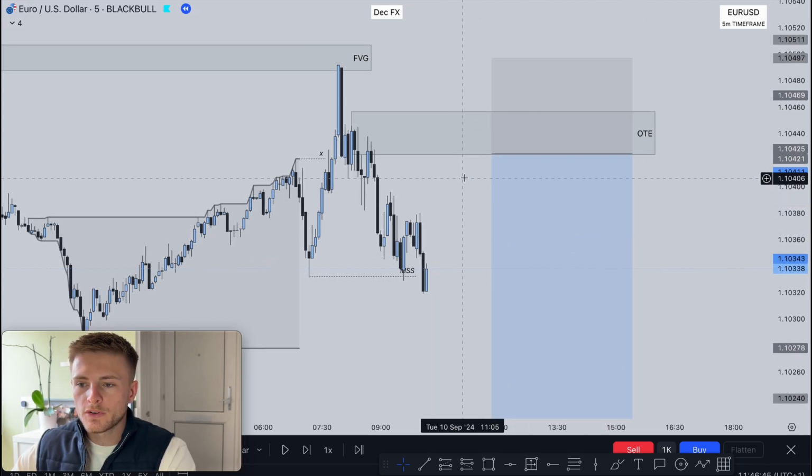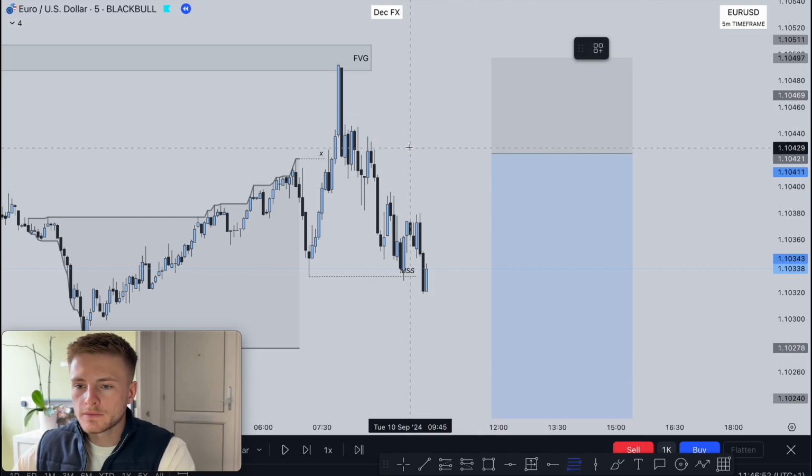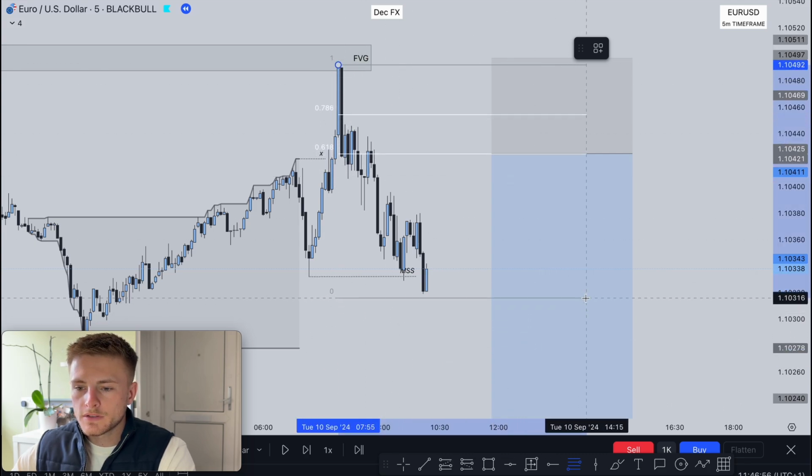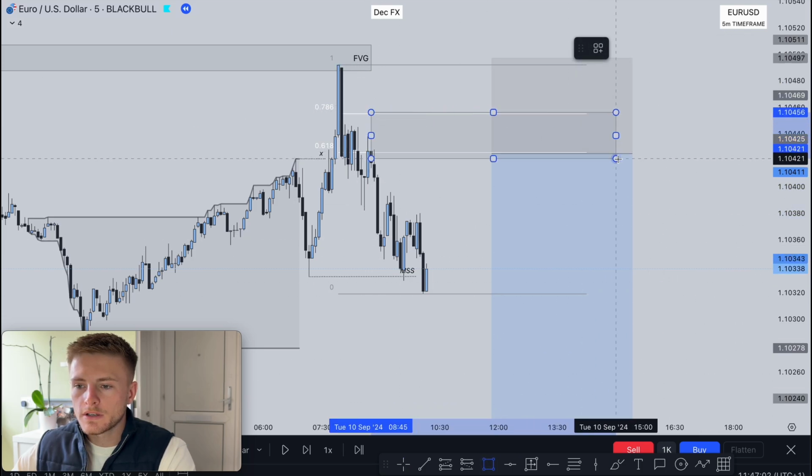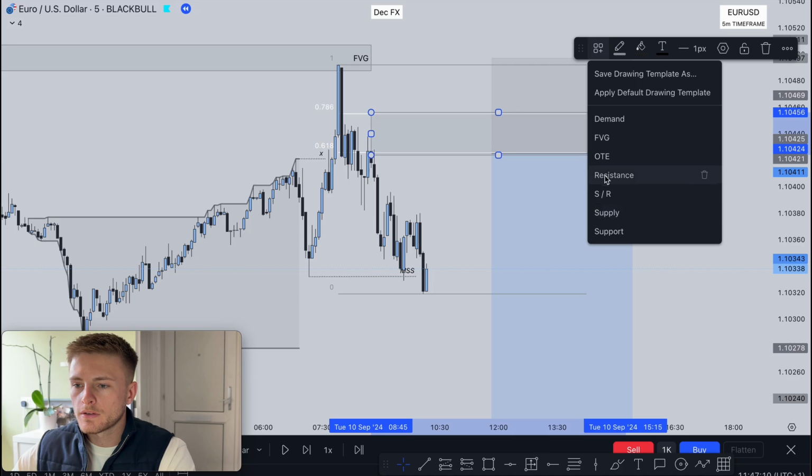So this is when I would have been looking to mark out my OTE zone. So if I take up my fib quickly, I would have gone from this swing high up here down to this swing low where price stopped and started reversing. And then we've got our OTE zone here. So there we go, there's my OTE zone.